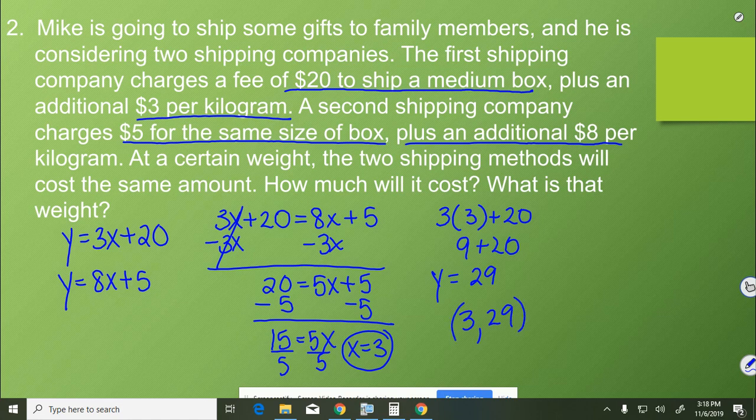So how much will it cost? That's going to be the $29. And what is the weight? That would be 3 kilograms. So we could say 3 kilograms cost $29 for either company. And I didn't plug it into the 8x plus 5 one, but again, if I do 8 times 3, I get 24, and 24 plus 5 is 29, proving that it would be the same with both shipping companies.